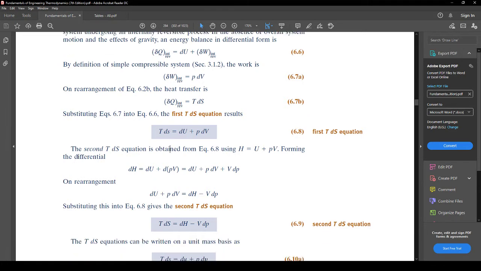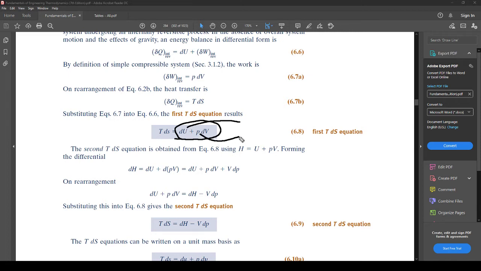And then it says the second TdS equation is obtained from 6.8, which is H is equal to U plus PV. So if you notice right here, what do we have? Well, we have the change in internal energy, or dU, and then we have fluid work here. So this turns into H, right? So we do have an H in there now. So H has been inserted here. Forming the differential, dH is equal to dU plus d(PV), which is equal to dU plus PdV plus VdP.